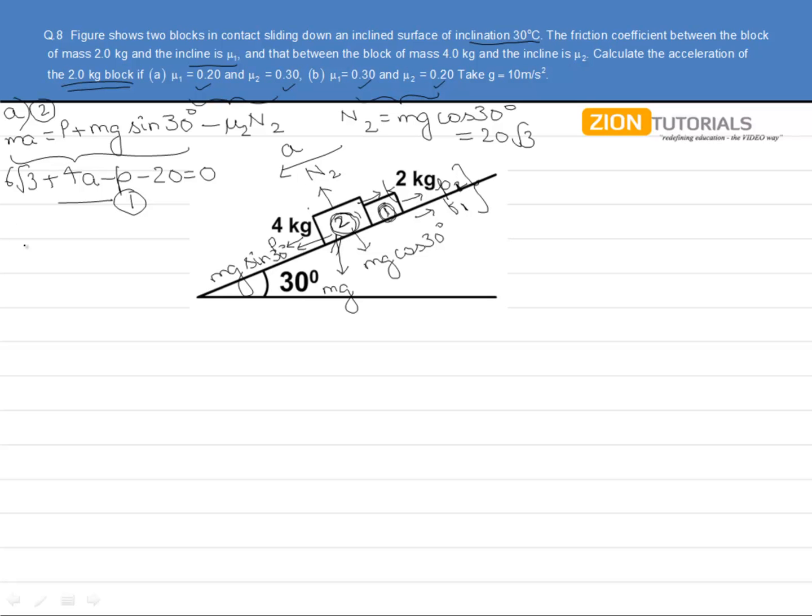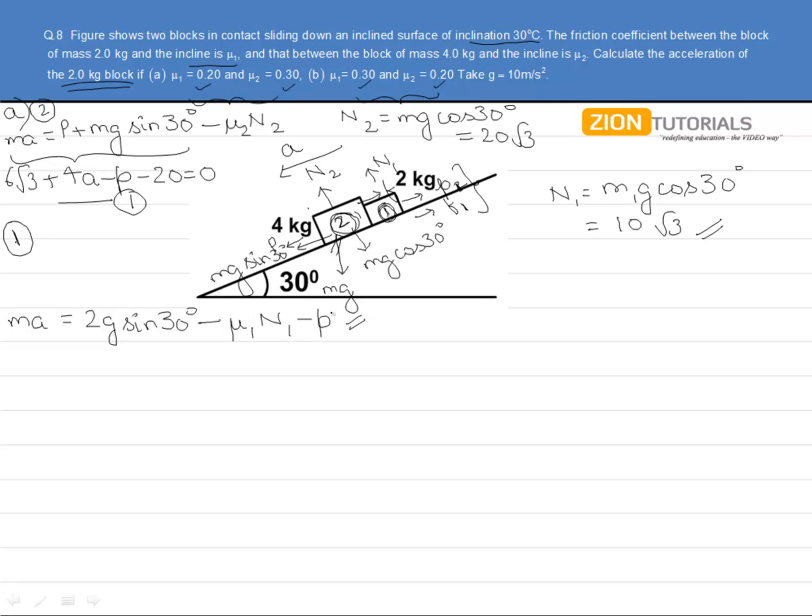So we have now the equation for the first block, for which mass into acceleration equals 2g sine 30 degrees, that is mg sine 30 degrees, minus the frictional force, which is mu1 N1, minus the pushing force. Here also there is no acceleration in the vertical direction, so N1 equals m1 g cos 30 degrees, giving us 10 root 3. Putting it in the equation, we get P plus 2a plus 2 root 3 minus 10 equals 10, marking it as equation number 2.